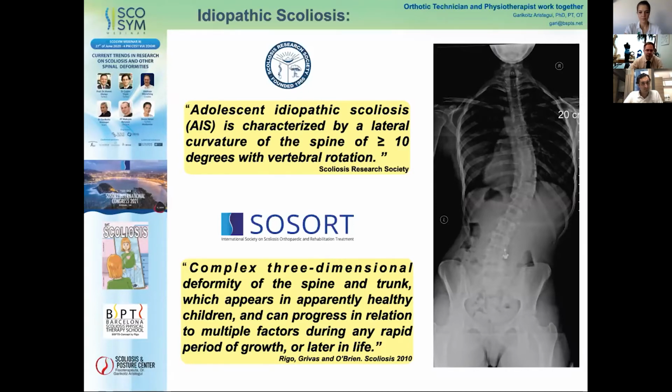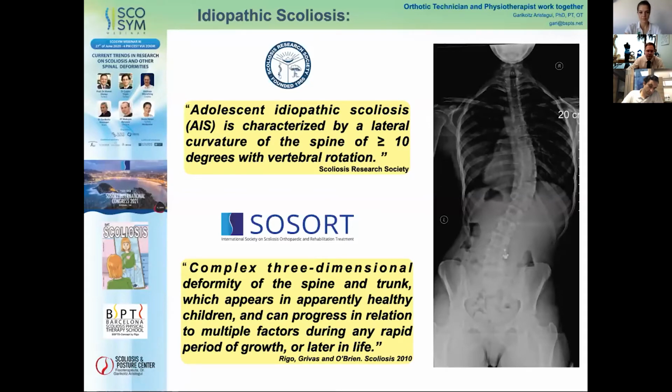What can we start thinking here? For example, that the first definition is more about the structure, more about the spine, and the second one has more relation with the other parts, the quality of life, and also puts in relation the trunk and the pelvis.